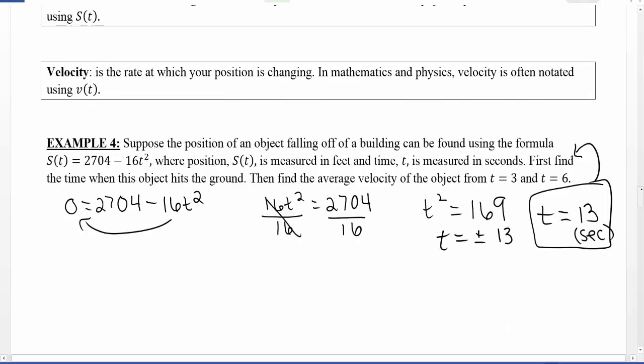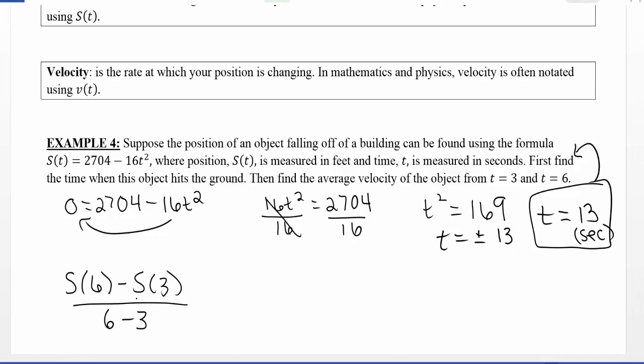Next, we want to find the average velocity of the object from time equals 3 to time equals 6. So again, we have 2 points, and we're interested in how the function changes between them. Remember, the velocity talks about how quickly the position changes. So the average velocity is the average rate of change of the position function. So here, I'm going to use S of 6 minus S of 3 divided by 6 minus 3. So that's the average rate of change of the position function. And again, I'm using S here because that's what was given to me in the problem.